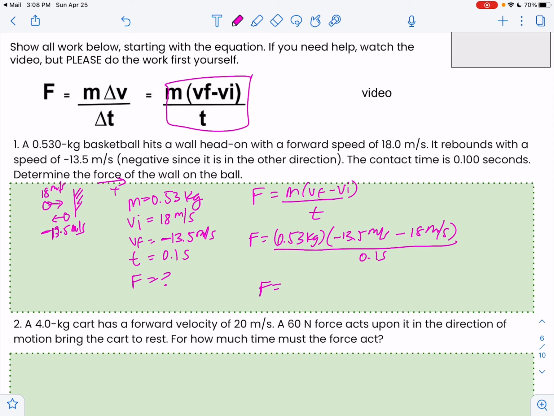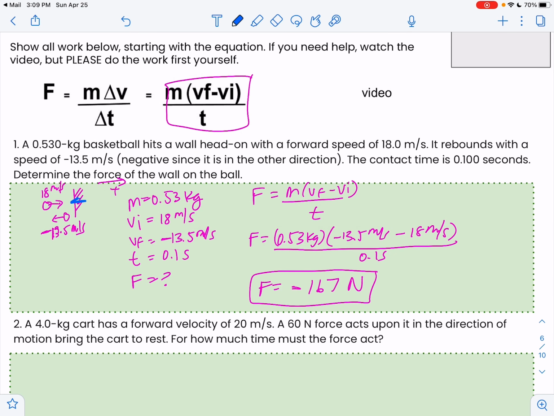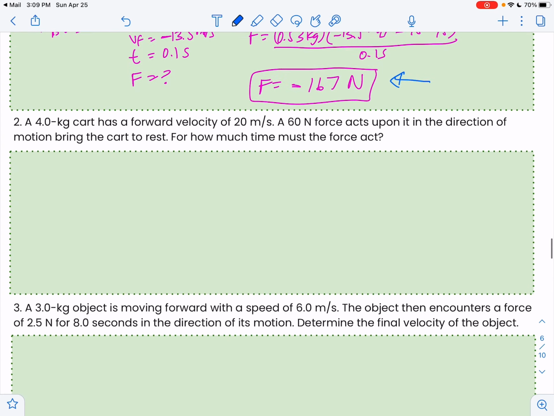Negative 13.5 minus 18, divided by 0.1 should be negative 167, pretty close, newtons. And it makes sense that the force comes out negative, because that would mean this way, since to the right I said was positive. So that means my force on the ball has to act in the negative direction because it's turning that ball around. If you don't get this number, be careful that you had this as a negative. That's kind of the biggest mistake.